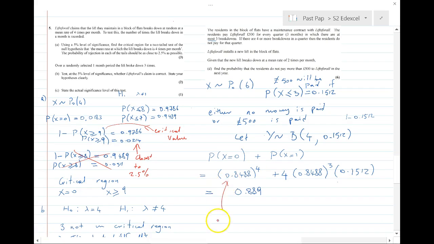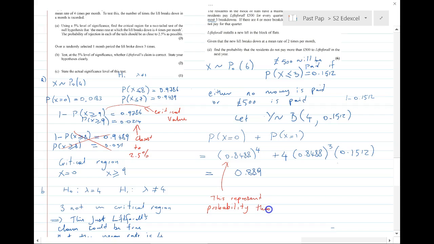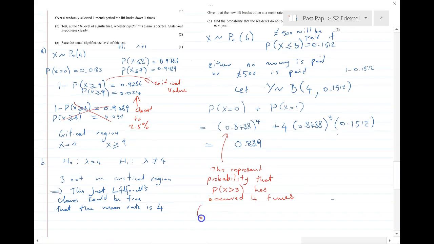Just going to annotate this just in case I got the words wrong at any point. This represents the probability that P(X) greater than 3 has occurred 4 times. Or we can look at it another way, P(X) less than or equal to 3 has never occurred. Because I think when I've been saying it, I might have been saying it the wrong way around, and that would be terrible.